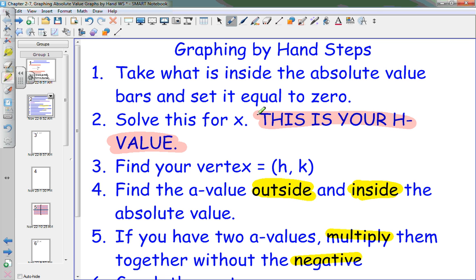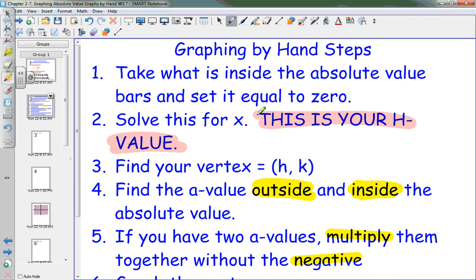Now, how do I find my vertex? Well, my vertex is the point (H, K). If I know what H is, how do I find K? Where's K in that lovely equation? It's the jump after the absolute value, the number that you've added or subtracted, correct? It's the up and the down, the vertical shift.